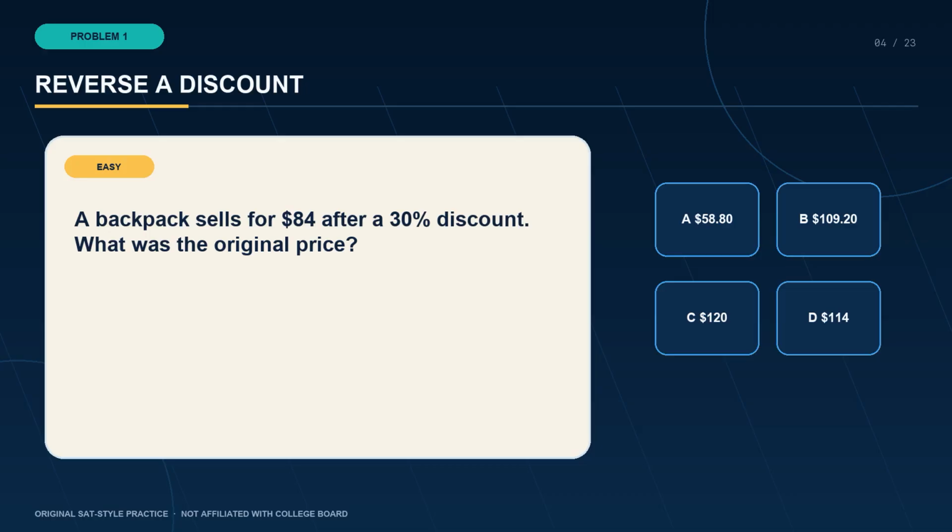Problem 1. A backpack sells for $84 after a 30% discount. What was the original price? Do not calculate yet. Identify the multiplier and the direction.